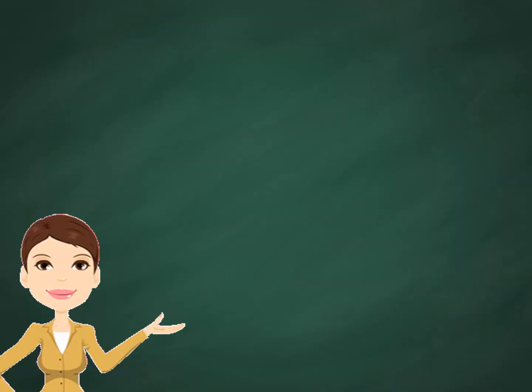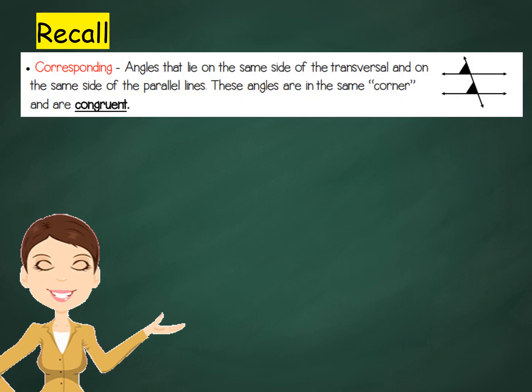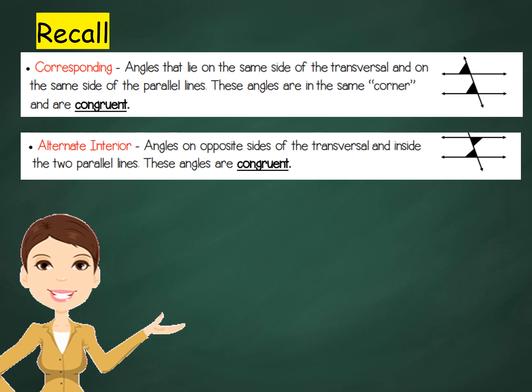So, mag-recall muna tayo doon sa in-discuss natin sa previous lesson. We've mentioned corresponding angles, kung saan these angles lie on the same side of the transversal and on the same side of the parallel lines. So these angles are in the same corner and they are congruent. We also discussed the alternate interior angles, which are located on the opposite sides of the transversal and inside the two parallel lines, and also these angles are congruent.